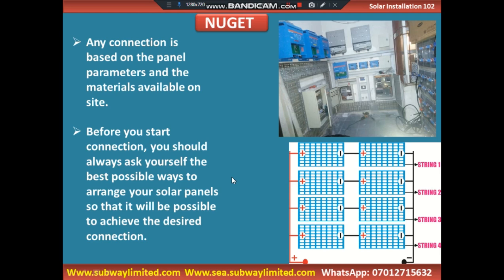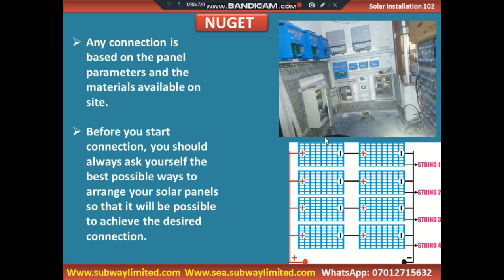So we are saying here, before you start connection, you should always ask yourself the best possible ways to arrange your solar panels so that it will be possible to achieve the desired connection. When you are thinking of connecting solar panels, first of all think: how many panels am I going to connect? What are the ratings of other components on site? Then how am I going to lay the solar panels?